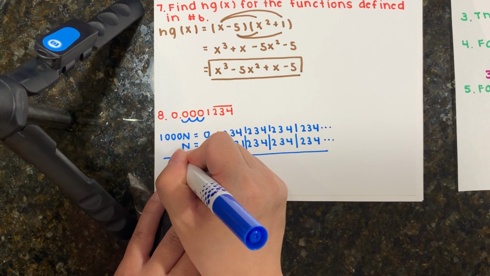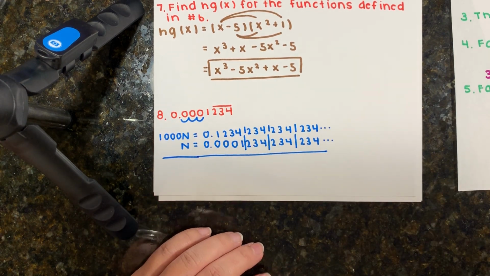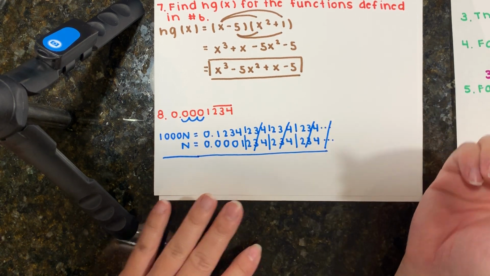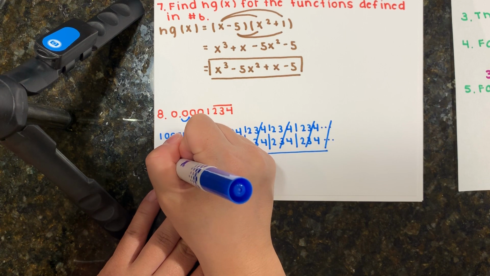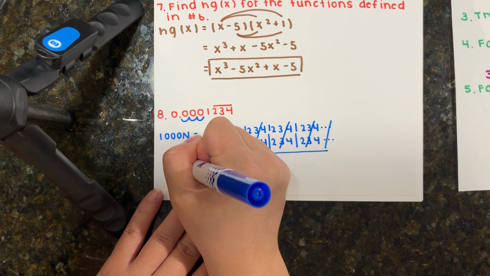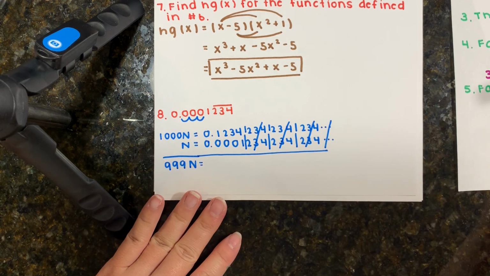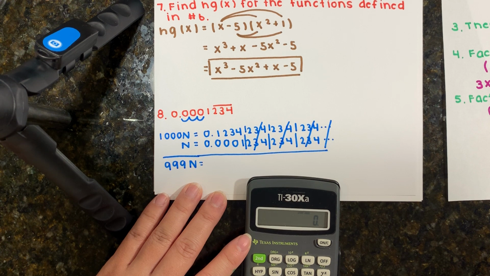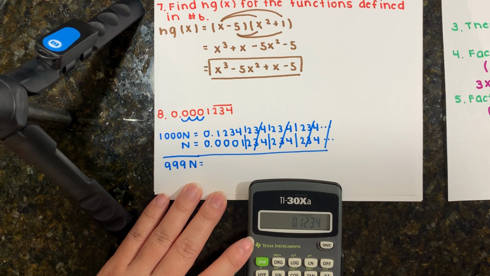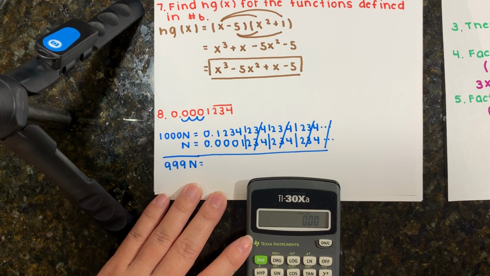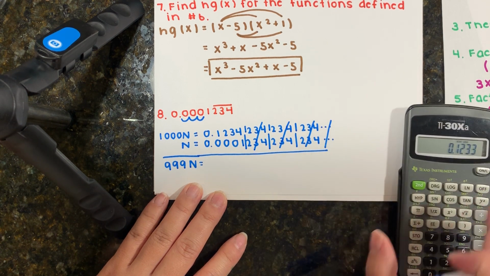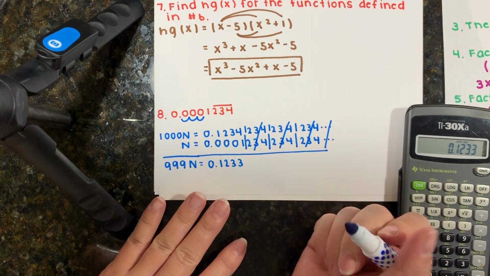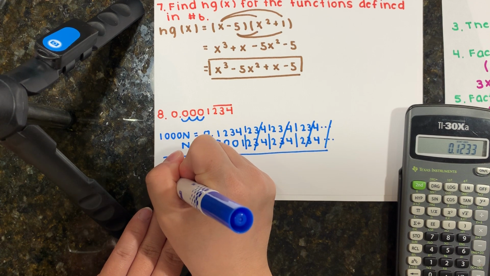So when I subtract my n from my 1,000n, the 234s are going to cancel, and all the repeating. When I subtract n from 1,000n, I get 999n, and that's going to be equal to 0.1234 minus 0.0001. And that's going to give me 0.1233. So if I'm solving for n, I'm going to divide both sides by 999.